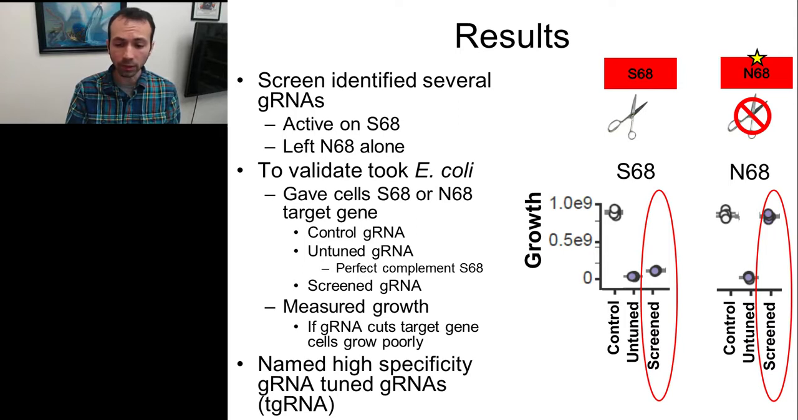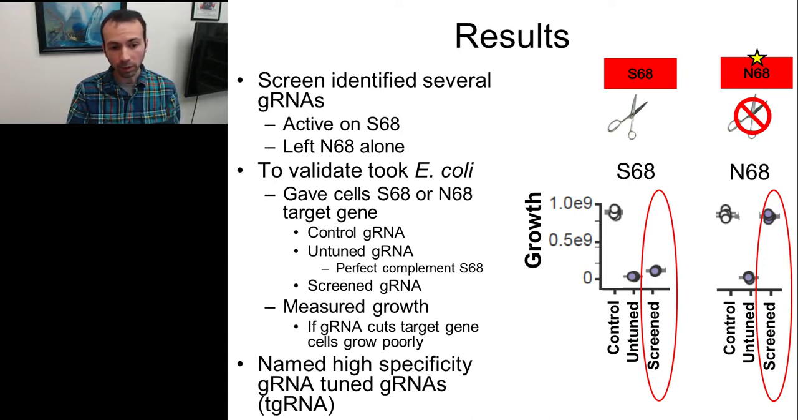But if you feed cells one of the screened guides, you actually see that the S68 allele shows a marked growth deficiency, while the N68 allele containing cells don't seem to mind it. This hints that our system is actually specific for cutting S and leaving N alone. So we named these screened guides tuned guides because of their high specificity; they're tuned to a particular target. So how can we use this system for mutation prevention?